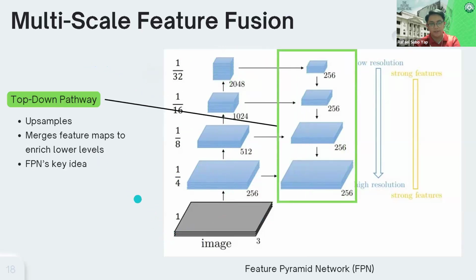Next is the top-down pathway. This is when it upsamples. So it tries to merge the feature maps to enrich lower levels. So FPN has this top-down pathway where the higher level features are upsampled and merged with lower level features. This fusion tries to retain the spatial detail and the semantic richness. So the result is a set of pyramid levels that can be used to detect objects at multiple scales, especially small ones that would have otherwise been lost in the deeper layers.